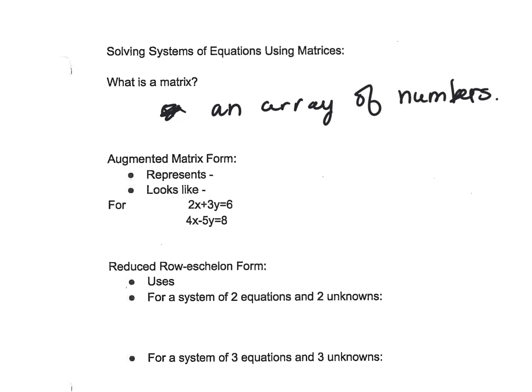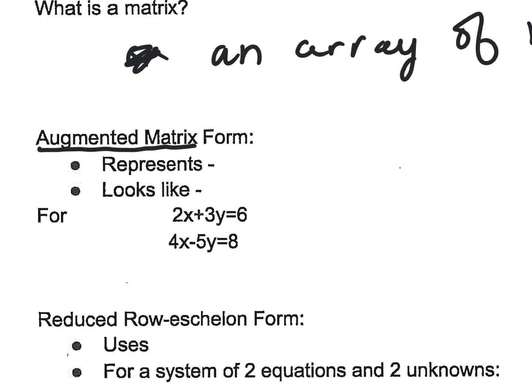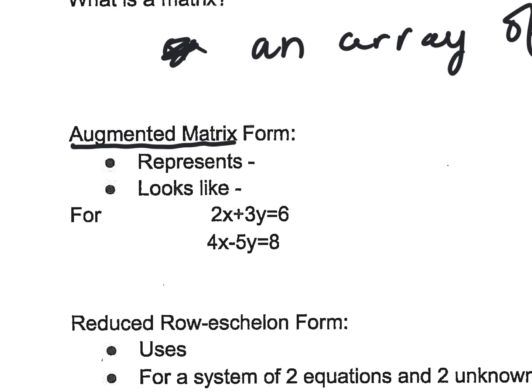So a matrix is an array of numbers. Now, one of the first things we're going to look at is an augmented matrix. This is what we use typically to solve, okay, is we're using an augmented matrix. An augmented matrix form represents a system of equations.